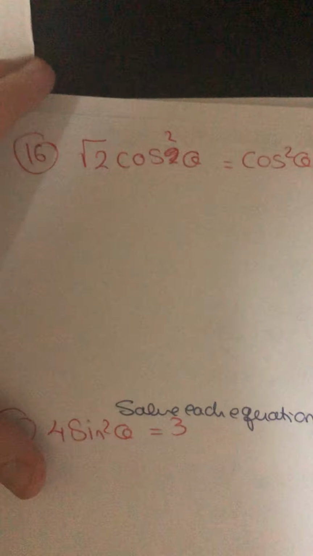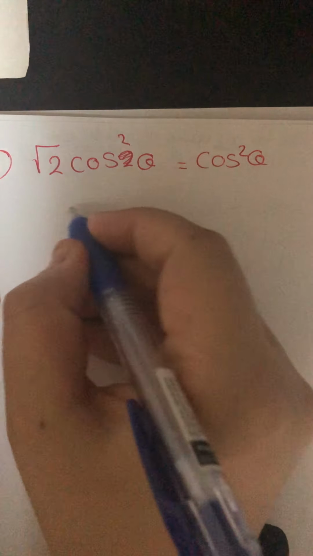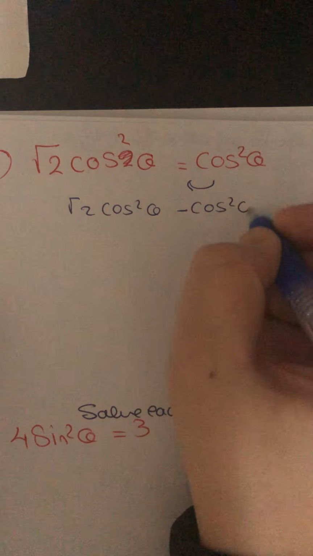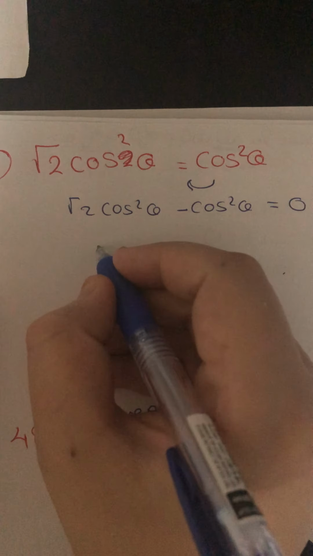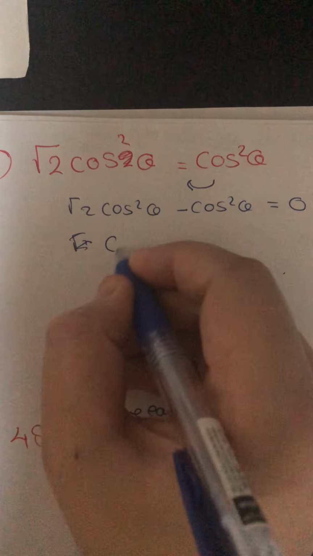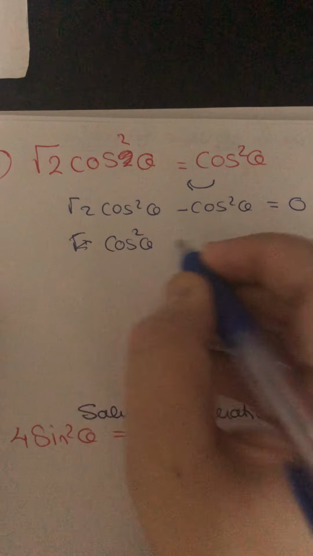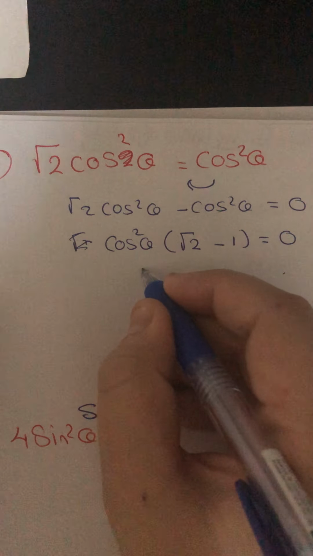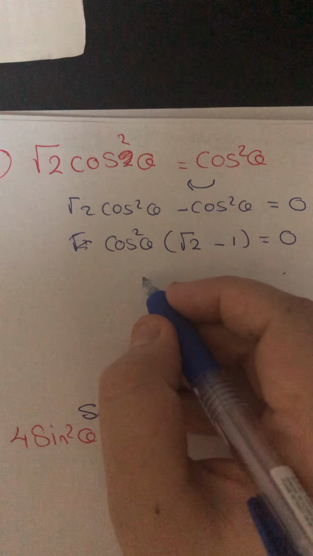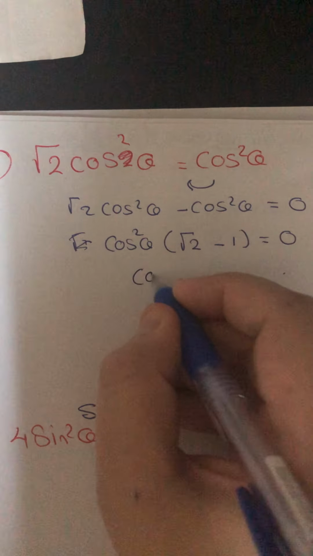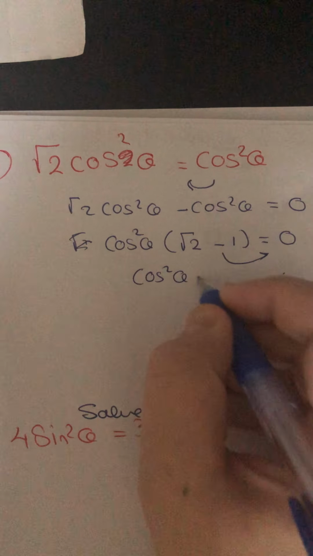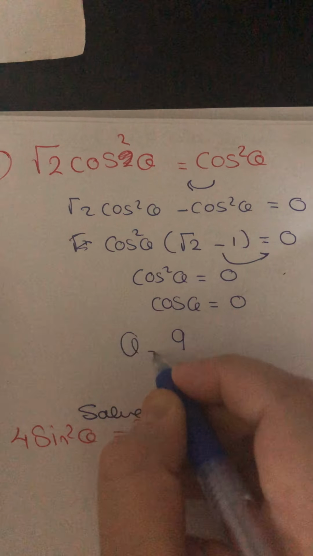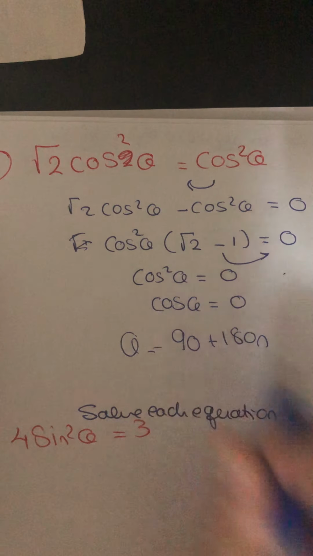Question number 16. Okay, I can just take this over here. It's root of 2 cosine squared theta minus cosine squared theta equals to 0. I can take cosine theta as a common factor, or cosine squared theta. Here we'll be left with root of 2 minus 1 equals to 0. So actually cosine squared theta, this is question 16, cosine squared theta, if I take them here, 0 divided by anything is going to be 0. So cosine theta is equal to 0, and cosine theta is 0 at 90 plus 180n.